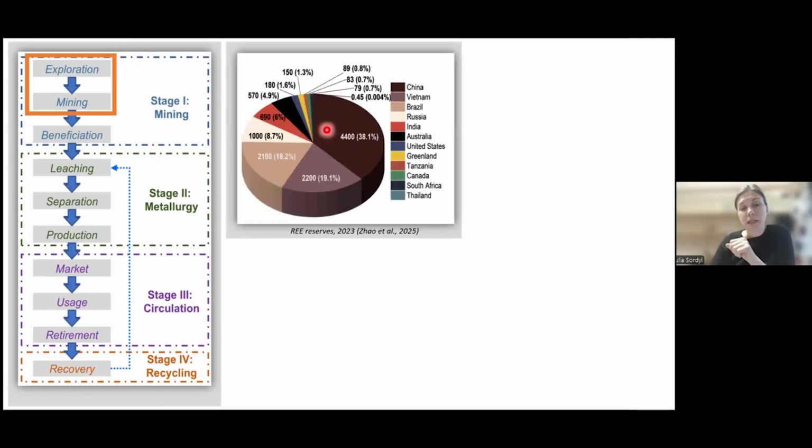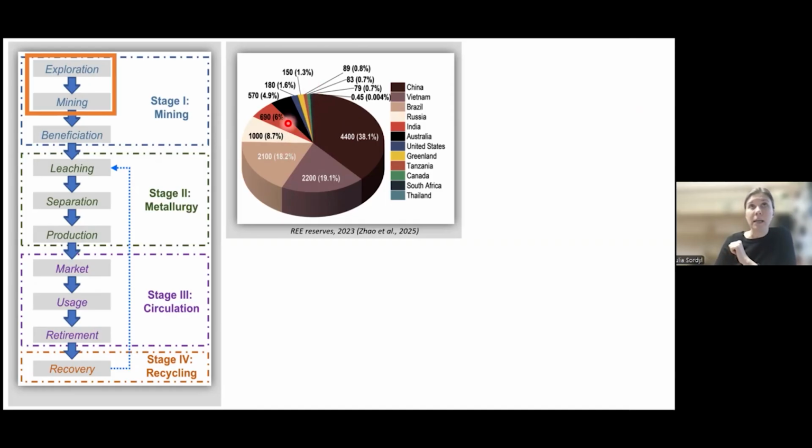So the very beginning of the whole life cycle. Exploration is basically defining RE ores and defining RE mineralogy. There are a lot of exploration projects ongoing all around the world, on every continent, in so many countries. But the biggest RE reserves are held by China, and then Vietnam, Brazil, Russia, India, Australia, and a smaller percentage belonging to the United States, Greenland, Tanzania, Canada, South Africa, Thailand, and other countries.